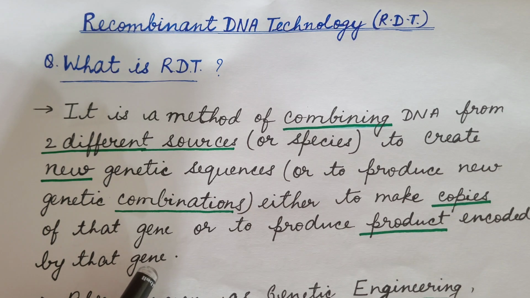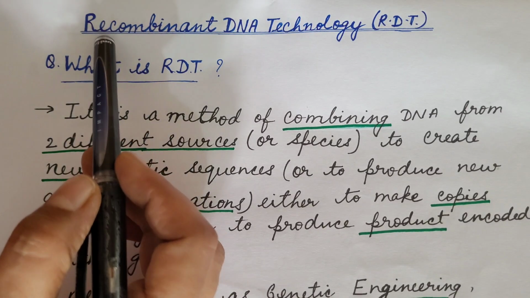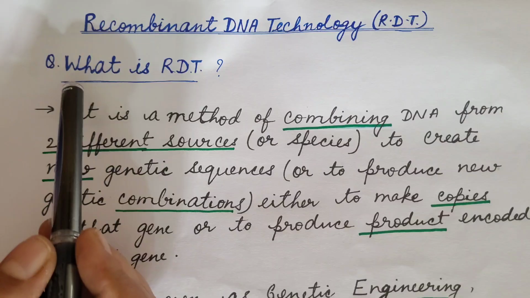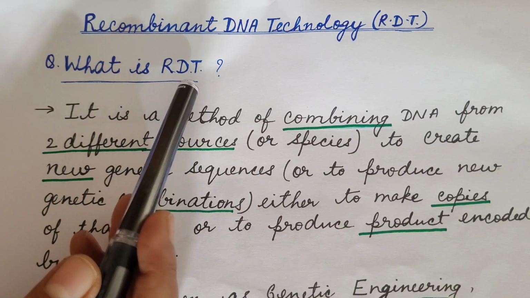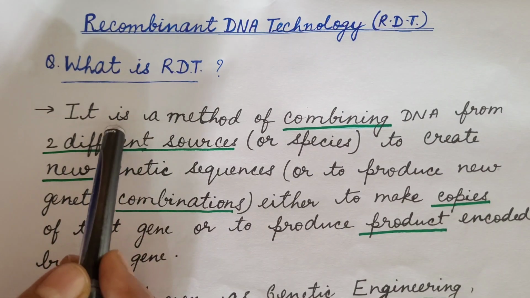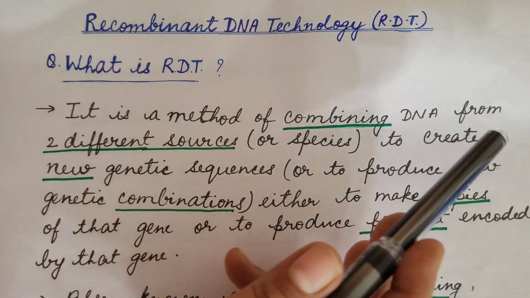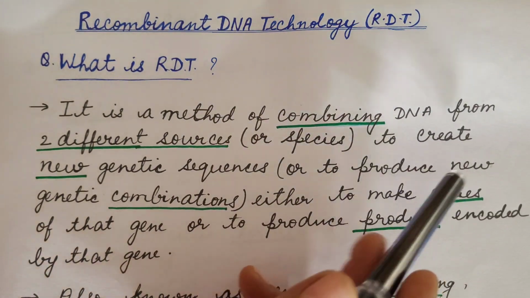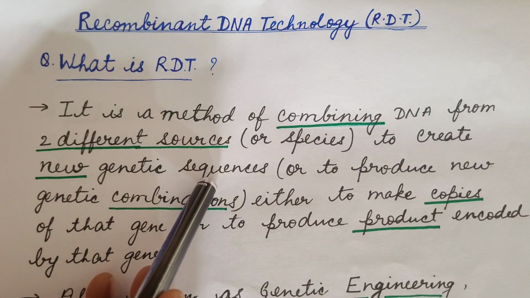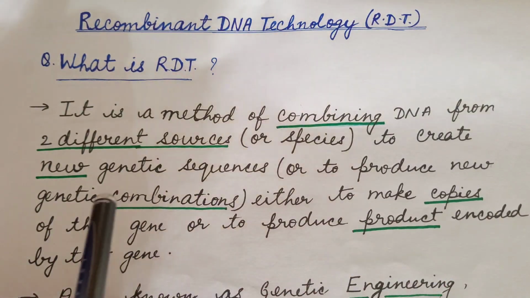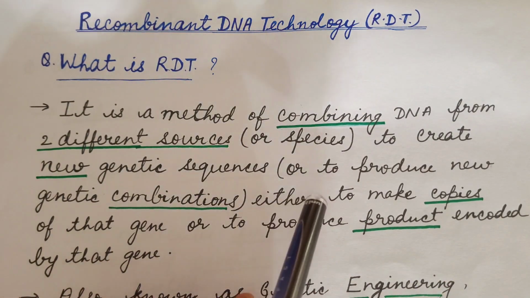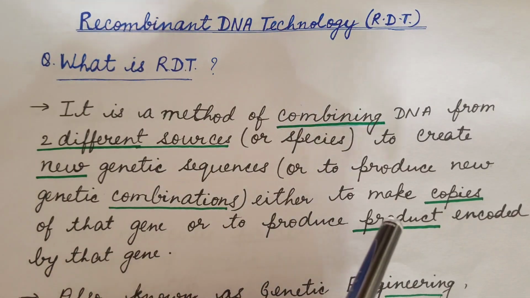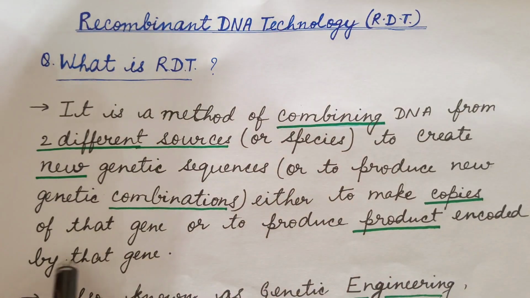Hello friends, in this video we are going to discuss recombinant DNA technology, in short RDT. So what is recombinant DNA technology or RDT? It is a method of combining DNA from different sources or species to create new genetic sequences or to produce new genetic combinations, either to make copies of that gene or to produce the product encoded by that gene.